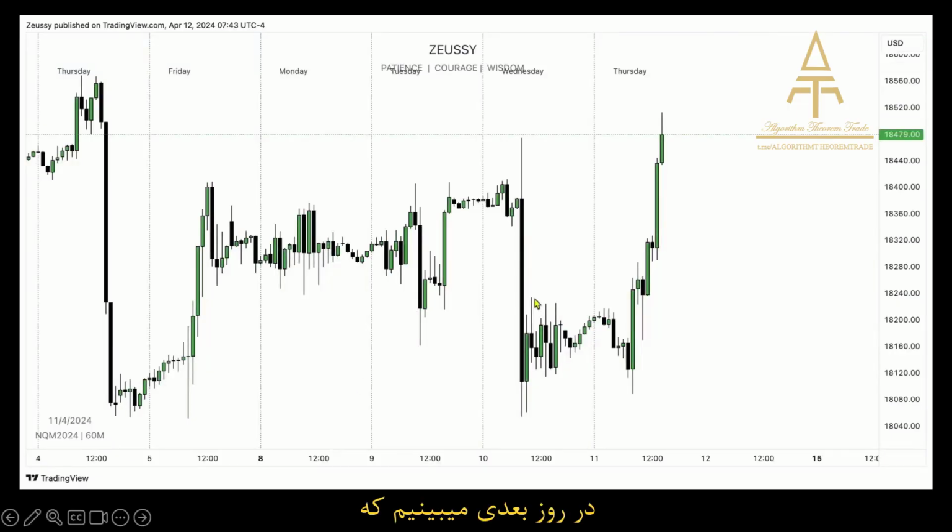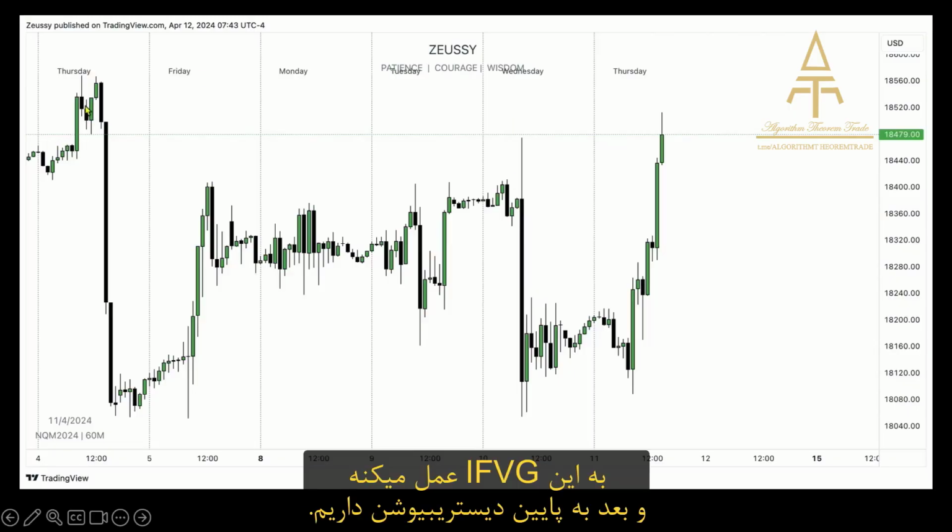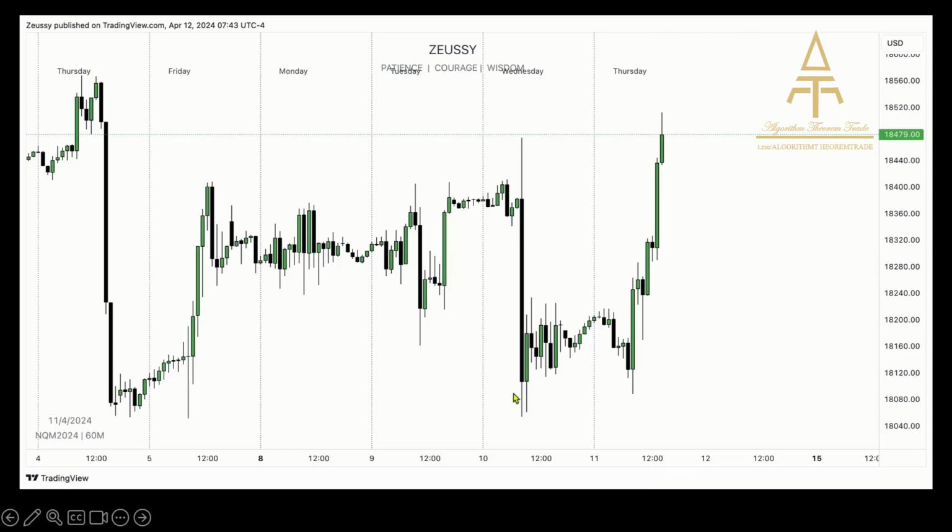If we then take a look at the next day, we can see the following. We can see that on Wednesday we had that CPI release. With CPI, the market initially manipulated higher, trading into this inversion value gap right here, forming a high and then immediately distributing lower. Now my question to you is the following. After the CPI release, after such a large candle, after such a big down close candle, would you consider that a high probability trading environment?